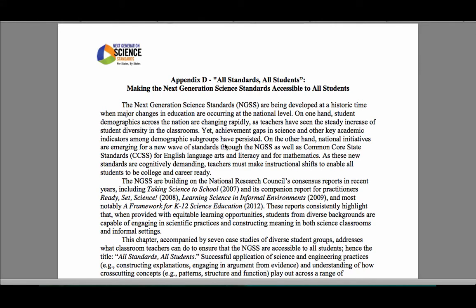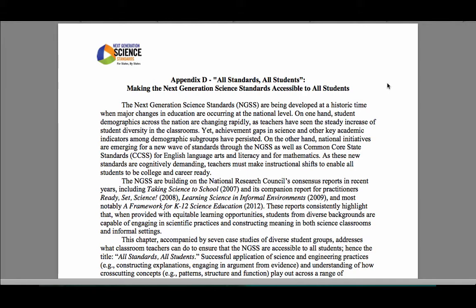What you should see on your screen is Appendix D, All Standards, All Students, making the Next Generation Science Standards accessible to all students. This document provides teachers with great resources and tools regarding making the Next Generation Science Standards accessible to all students. First, it gives an overview of non-dominant student groups and what that means. It also provides learning opportunities and demands for all and how we can implement those demands in our classroom.